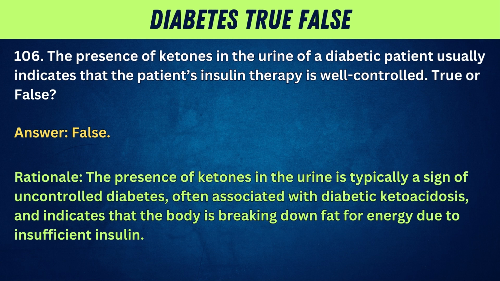106. The presence of ketones in the urine of a diabetic patient usually indicates that the patient's insulin therapy is well controlled. True or false? Answer: false. Rationale: the presence of ketones in the urine is typically a sign of uncontrolled diabetes, often associated with diabetic ketoacidosis, and indicates that the body is breaking down fat for energy due to insufficient insulin.